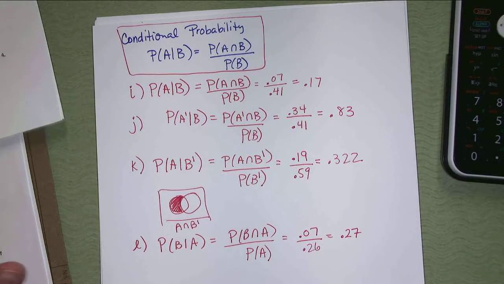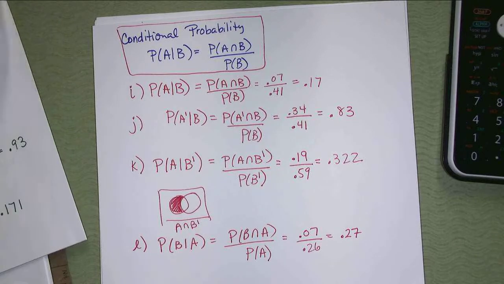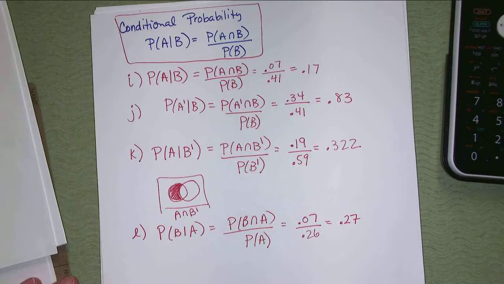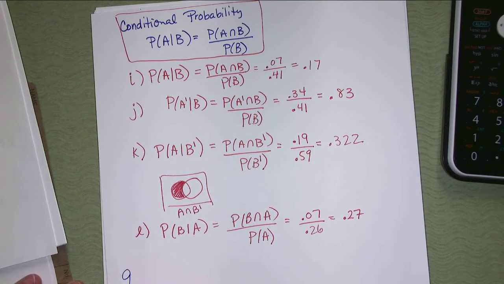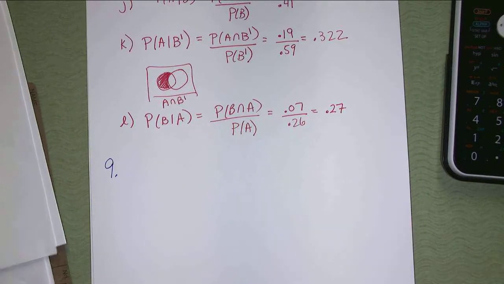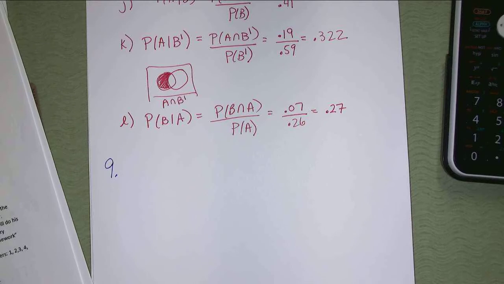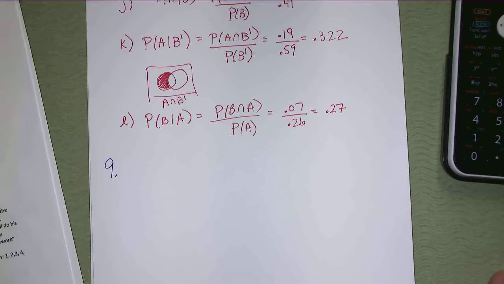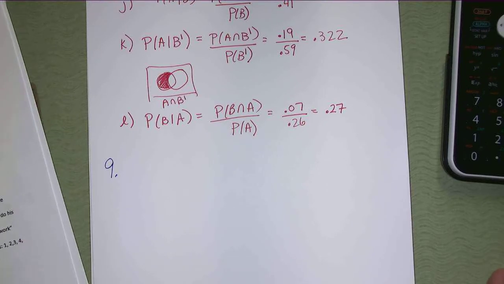Okay, so then number 9. So 9 says, in a class with 2/5 women and 3/5 men, 25% of the women are business majors. Find the probability that a student chosen from the class at random is a female business major.